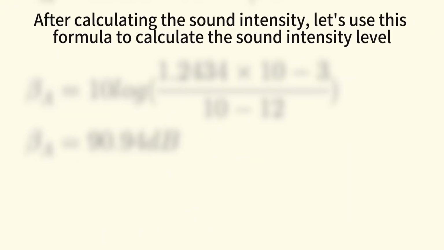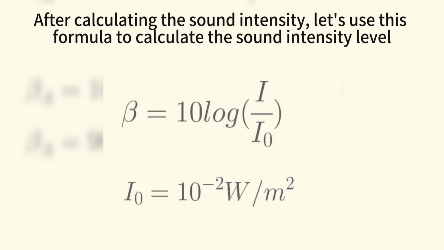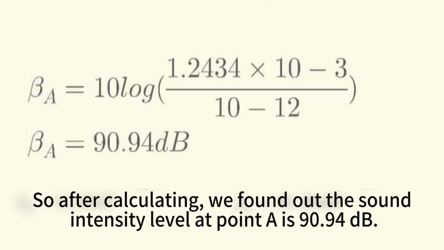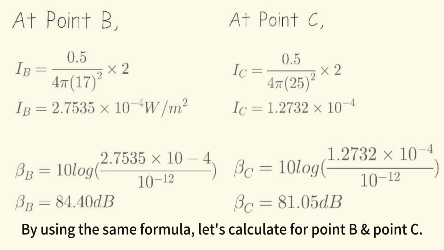After calculating the sound intensity, let's use this formula to calculate the sound intensity level. So after calculating, we found out the sound intensity level at point A is 90.94 decibels. By using the same formula, let's calculate for point B and point C.